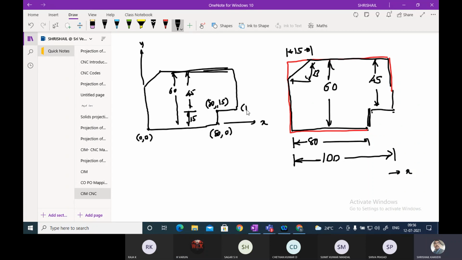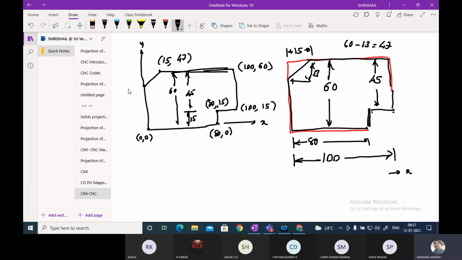At this position, x is 100 and y is 15. And at this position, x is 100, y is 60 mm distance. And at this position, what is x? x is 15 mm. And y is how much? 60 minus 13 is 47 mm. So this is 15 and 47.